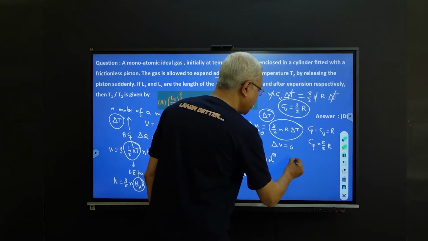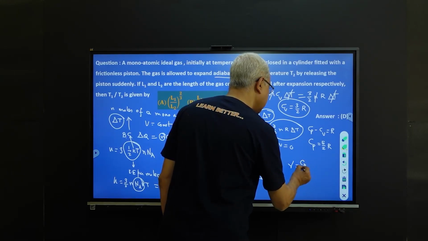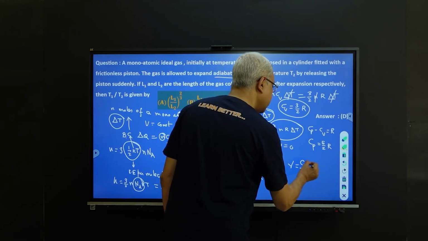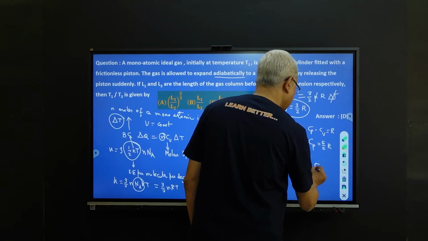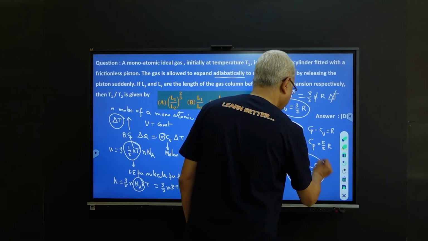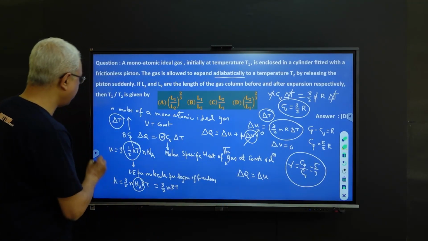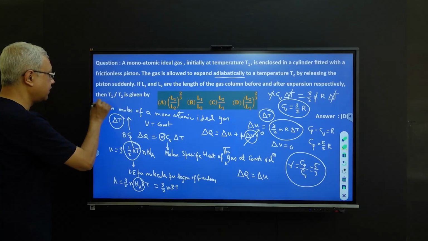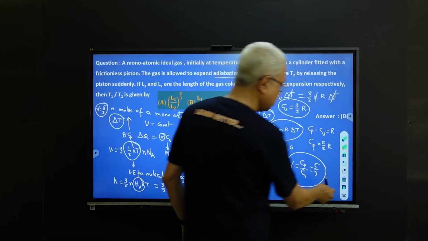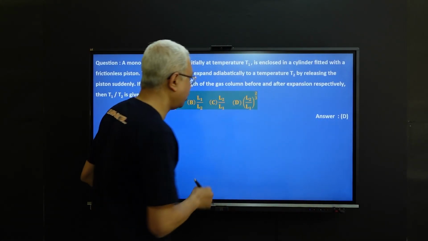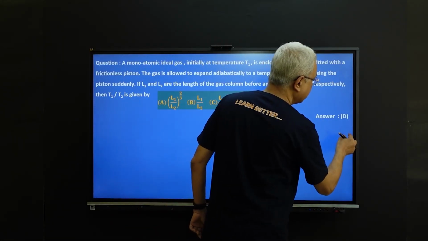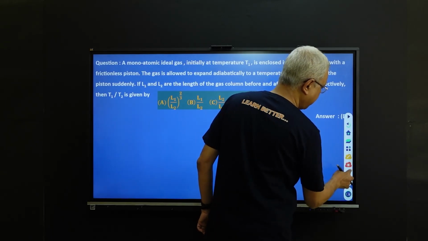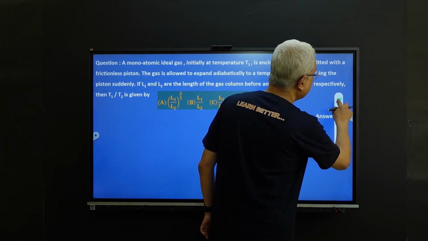And gamma, the ratio of Cp by Cv, is actually 5 by 3. So with this calculation we could find gamma is equal to 5 by 3 for the monatomic gas. So with this background we will go to the actual problem. So gamma we have found 5 by 3.